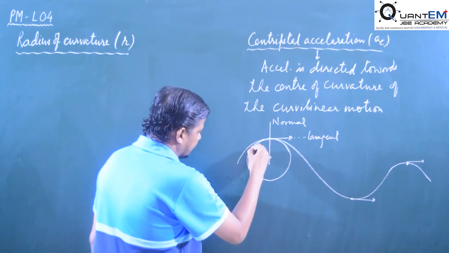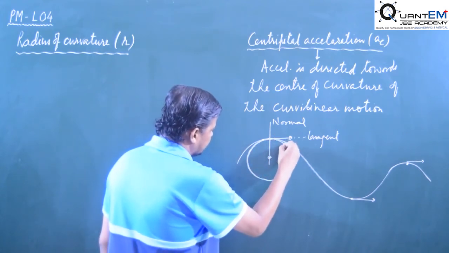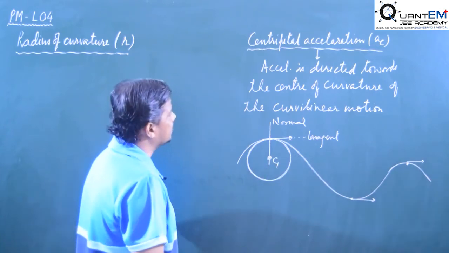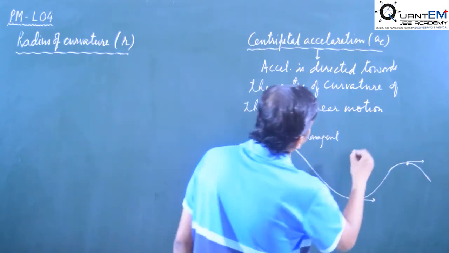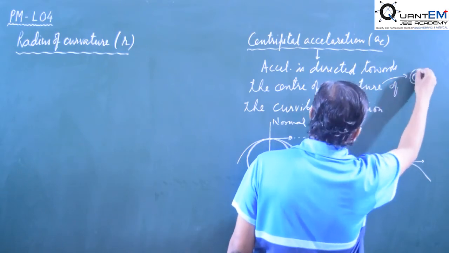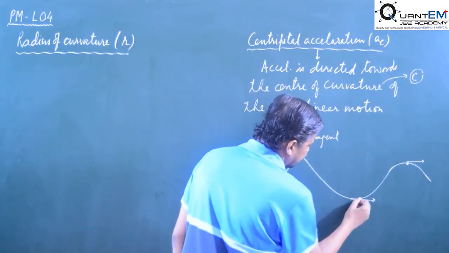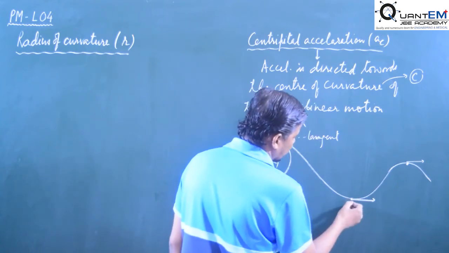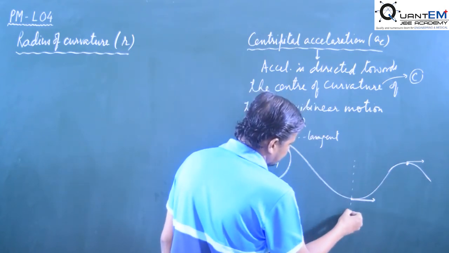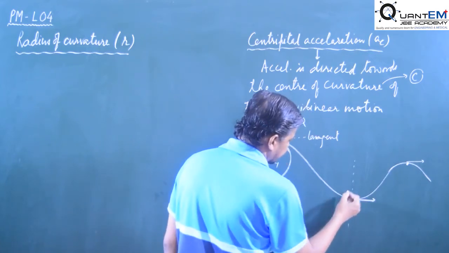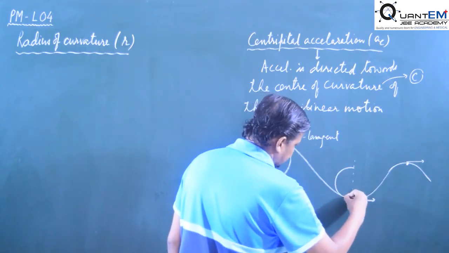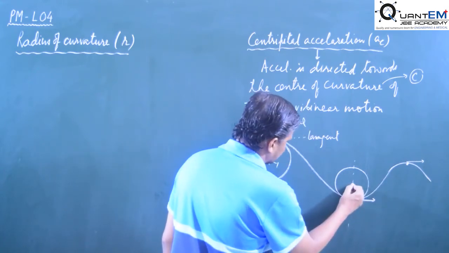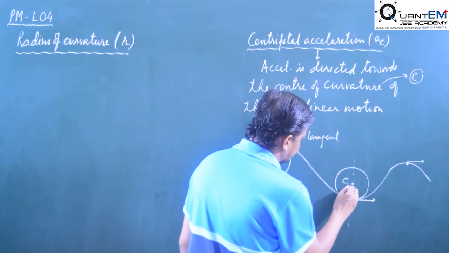So for this circle, at this point, this one is what? The center of curvature. It is C1. So the center of curvature we need to denote by C. Now we have to get the position of the center of curvature at this point. So we have to draw a normal here, perpendicular to the tangent, and draw a circle here. The center of the circle will be called the center of curvature.